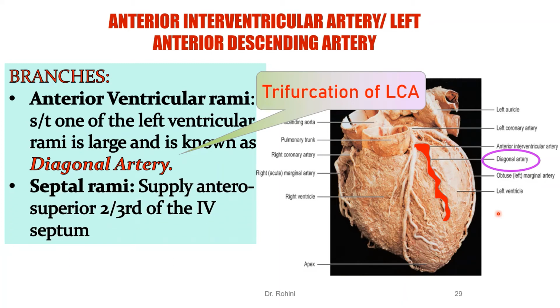Anterior interventricular artery, because it is running in the interventricular groove, gives septal rami. These septal rami, a number of branches, will supply the anterosuperior 2/3 of the interventricular septum. Now posterior 1/3 was supplied by posterior interventricular artery by septal rami. Anterior 2/3 of the interventricular septum is supplied by the septal rami from anterior interventricular artery or left anterior descending artery. Fine.